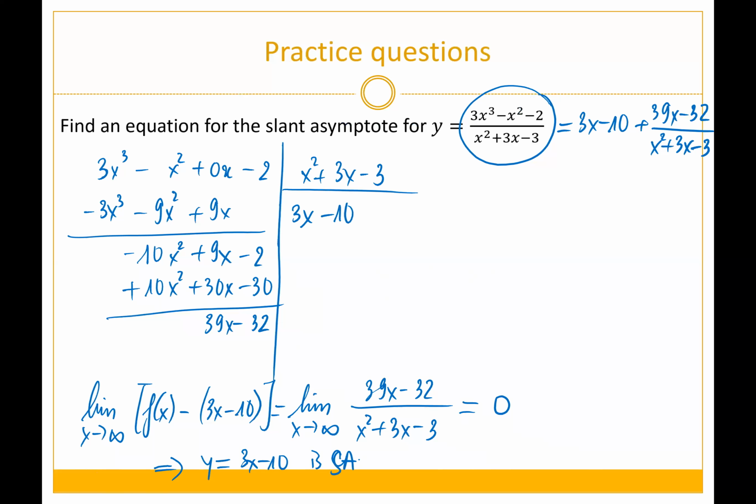So that's all I have. You can check back by finding the limit of x approaching negative infinity of f(x) minus (3x minus 10) as well. And you're going to find that this one is also equal to 0. And again, it's the slant asymptote by our definition.